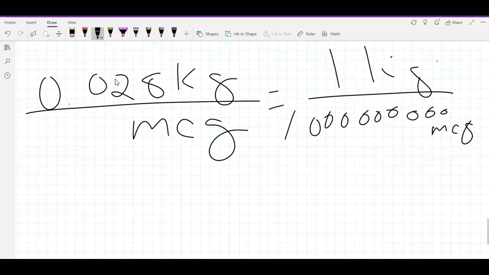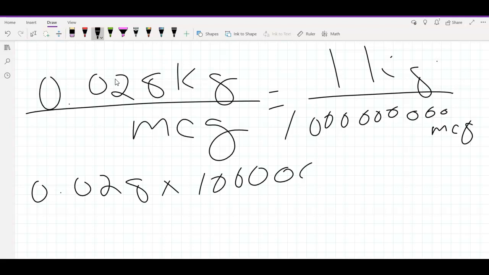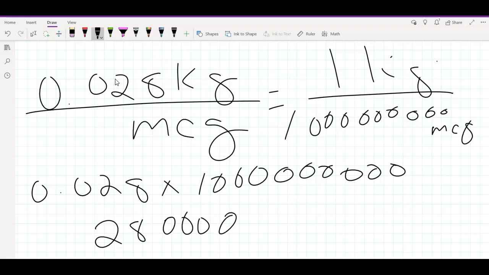So when you cross multiply the 0.028 times the billion, 0.028 times a billion. Be careful with zeros. 1, 2, 3, 4, 5, 6, 7, 8, 9. It's very easy to miss a zero or add too many zeros. So when you cross multiply, we're going to have what? 1, 2, 3, 4, 5, 6, 7, 8, 9. So that would be 1, 2, 3 places, 4, 5, 6, 7, 8, 9. So that's 28 million micrograms. So 0.028 kilograms equals 28 million micrograms.